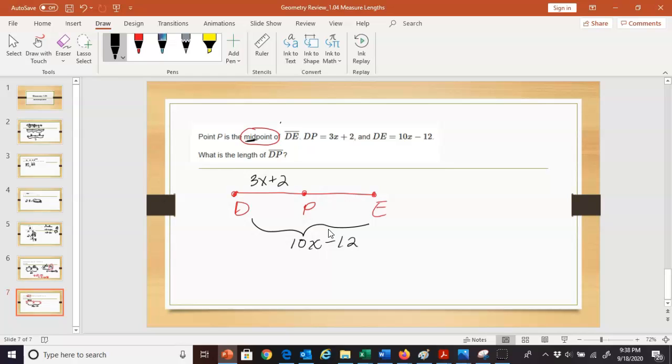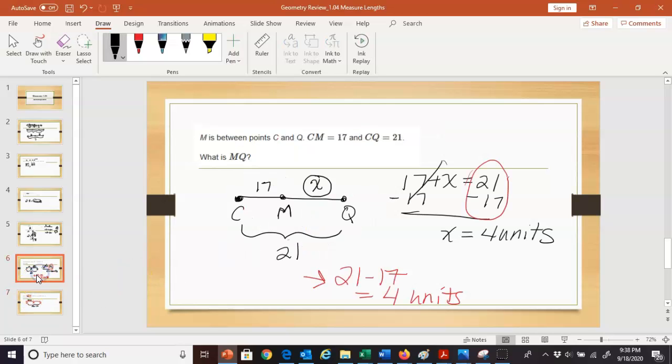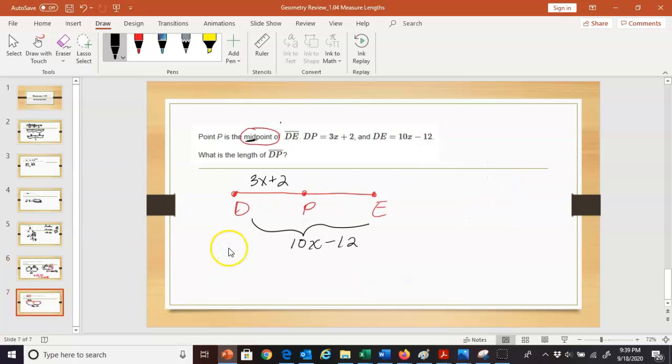So this is very much like the very last problem, where we knew the whole thing and we knew a part and we were looking for the other part. But this question doesn't give us any values, right? They have x's, there's variables, so we're going to have to solve for that x. So the big clue here is this word midpoint.